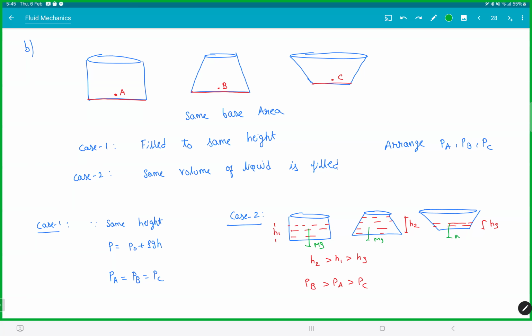What do you guys think? Think. I'll give 30, 40 seconds. Did you get what I'm saying? The area of the base is the same, right? You want the pressure on the base, right, Ansh? A, B, C are on the base. So the pressure on the base is the force acting on the base by the area of the base.